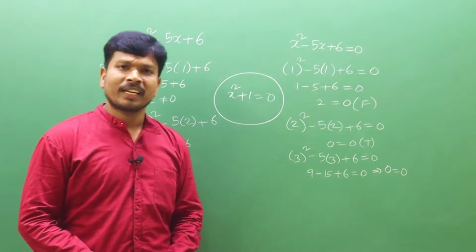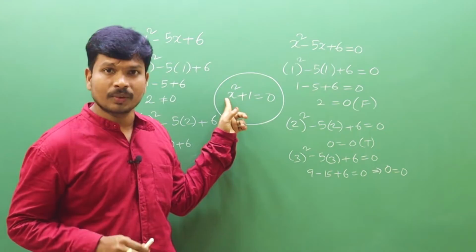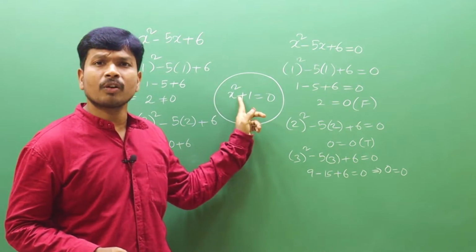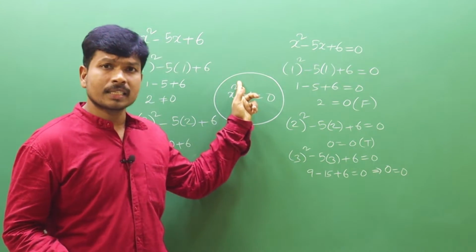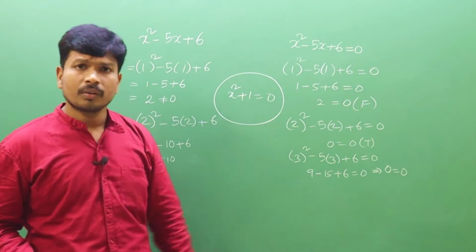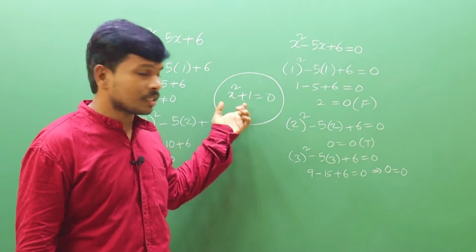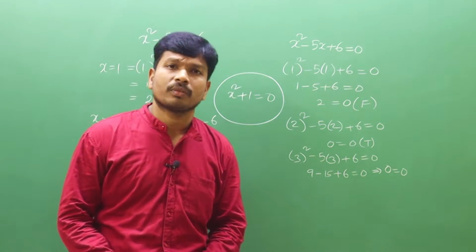Any real number you take, substitute in it. Let's take minus 3, or take minus 1. Take it minus 1. Minus 1 whole square, how much? Plus 1. 1 plus 1, how much? 2. Is it possible that in LHS this value becomes 0? No. There is no chance of getting 0, because it is always positive. 1 is positive. Positive plus positive is positive.